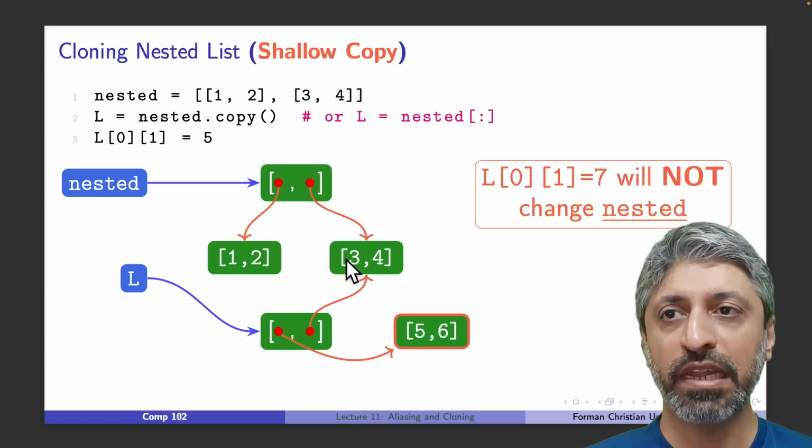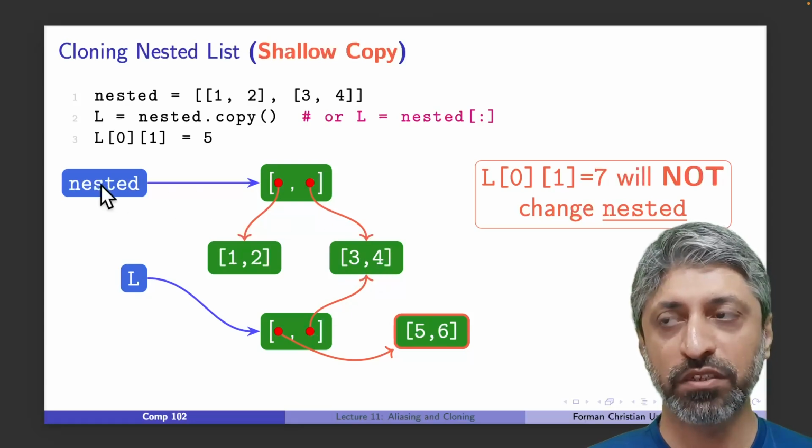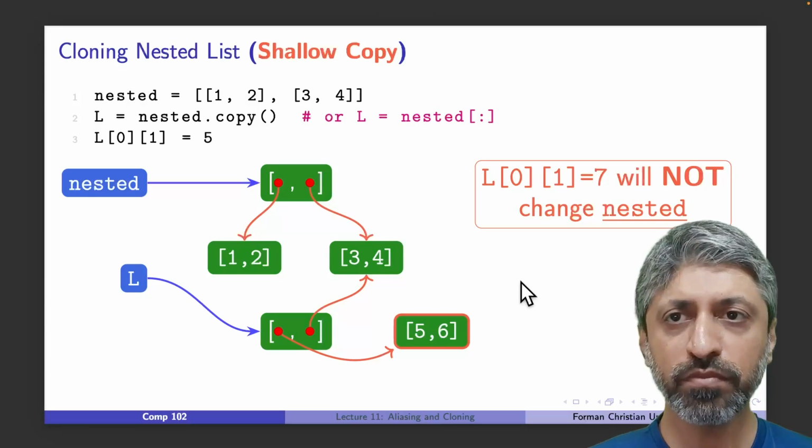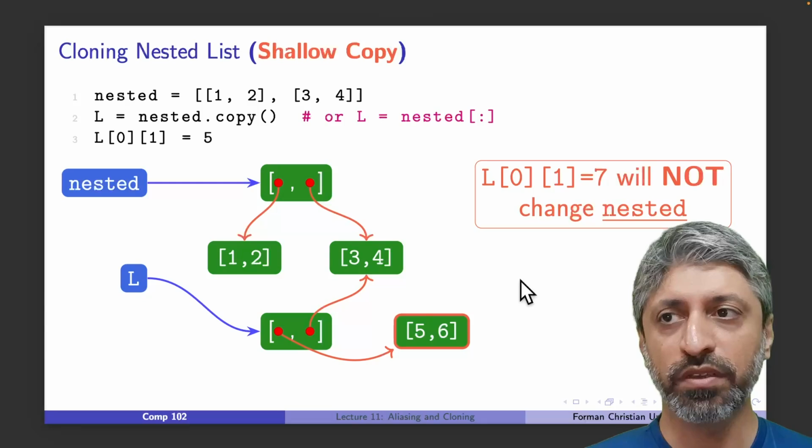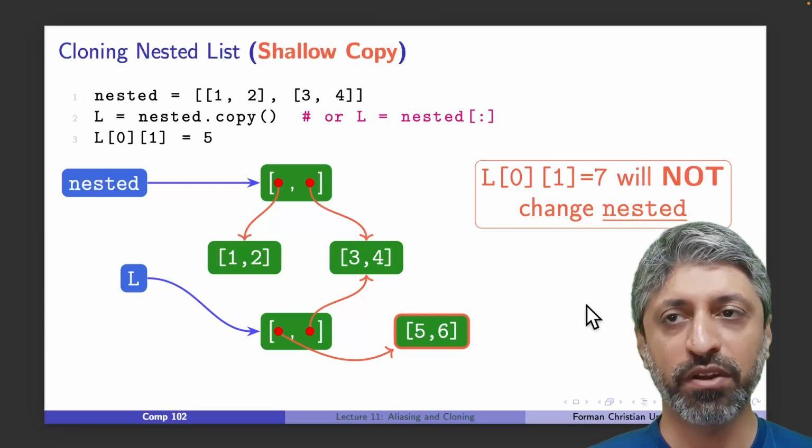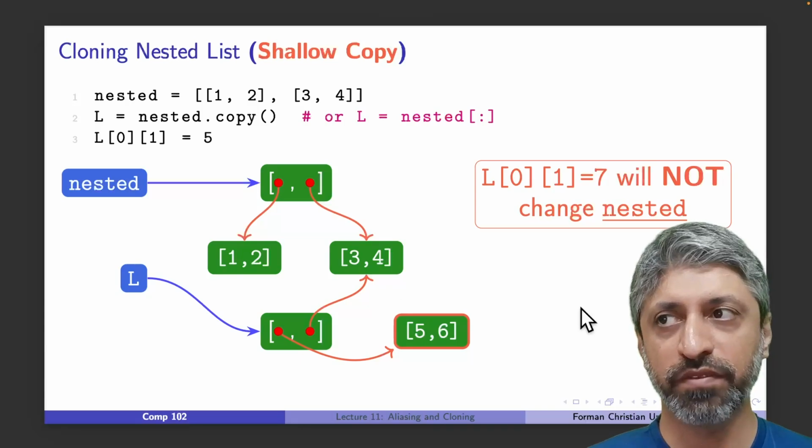But if you change L1[1], because now these are sharing the object, then it's going to change nested. So pause the video, think about it, what's the solution going to be, and how to implement a completely independent copy of both if they have nested structures.